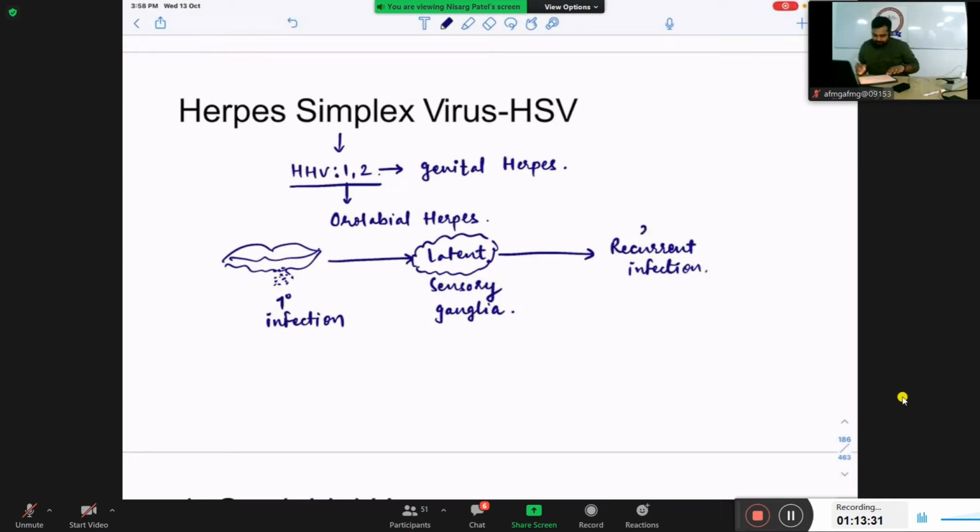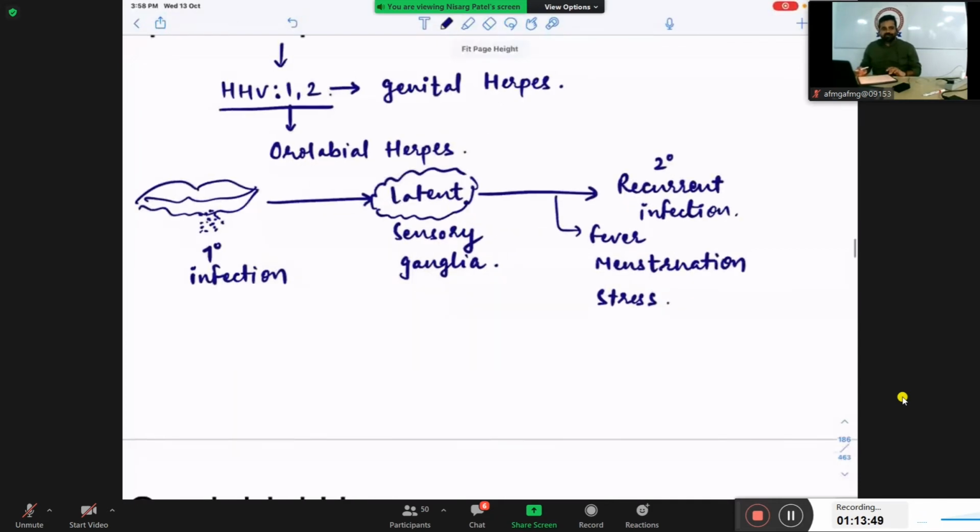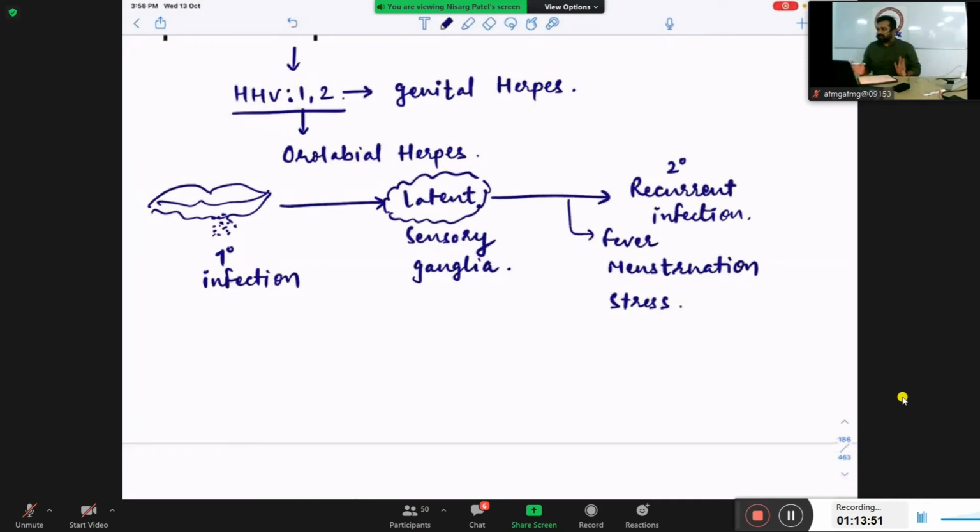When will it cause a secondary recurrent infection? During fever, menstruation, or stress. It can be any kind of stress: physical, social, emotional, or psychiatric.